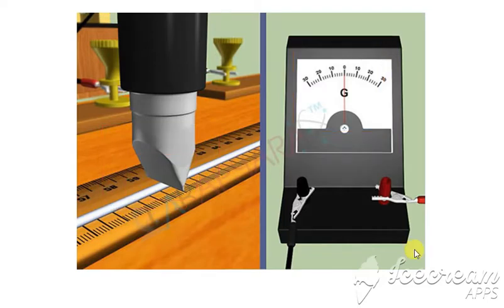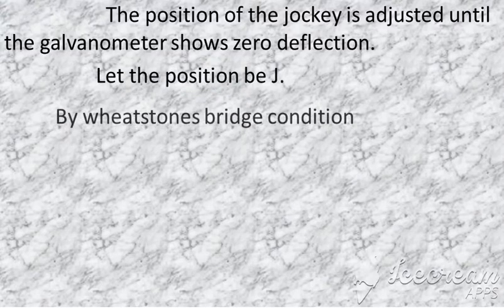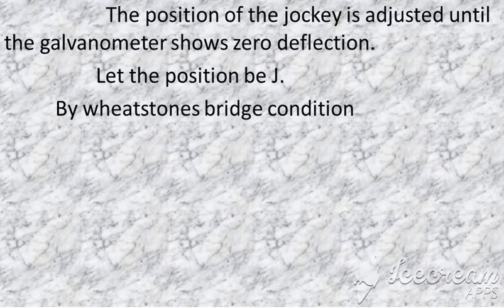Now let us see the description of this experiment. First, let us consider the position of the jockey to be adjusted until the galvanometer shows zero deflection, as I have told you already. Let the position be J. According to Wheatstone's bridge condition, we know P by Q is equal to R by S. Now, instead of this R and S, we are going to write with one more term. So let us consider this length.